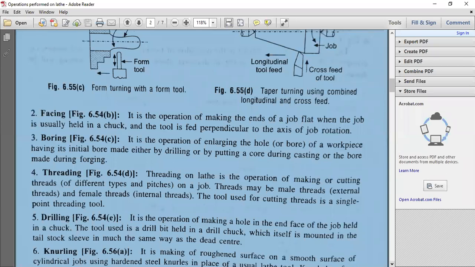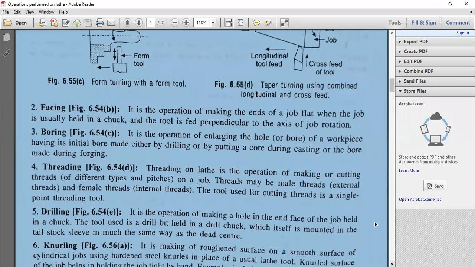And drilling, what is the drilling operation? In the operations of a lathe, it is making a hole in the end face of the job, not on the diameter of the job. If you want to make one on the diameter of the job, you have to go for special types of lathes, or you can go for a machining center, which can perform all these operations which we have discussed, and additional operations apart from these.